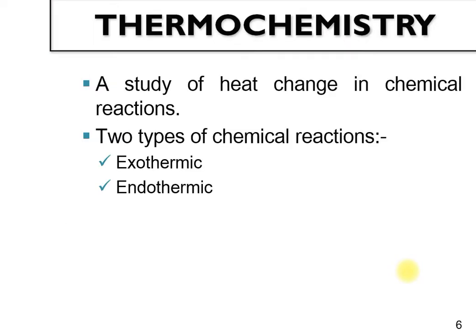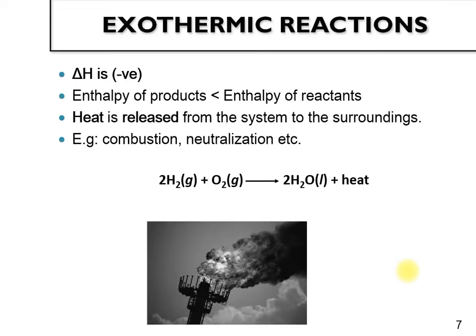There are two types of chemical reaction. We have exothermic and endothermic for thermochemistry. So we have the exothermic reaction. Enthalpy is negative. The enthalpy of products is less than the enthalpy of reactants due to heat release from the system to the surrounding. So how do we get a negative enthalpy value for exothermic processes or exothermic reactions?